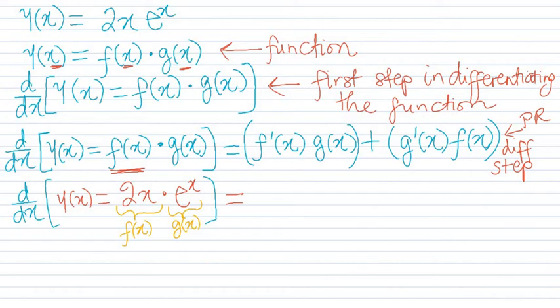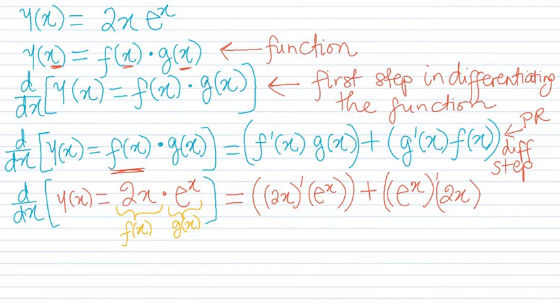So now we're going to do the derivative of 2x prime multiplied by e to the x, plus g prime of x, so the derivative of e to the x, so that's e to the x prime multiplied by just f of x by itself, which is just 2x. So when we do that, we now solve.